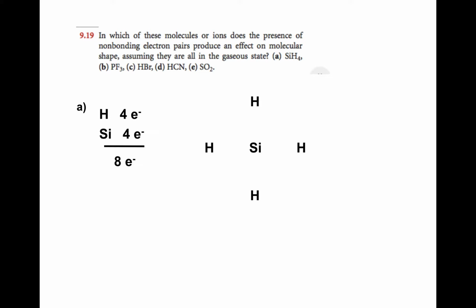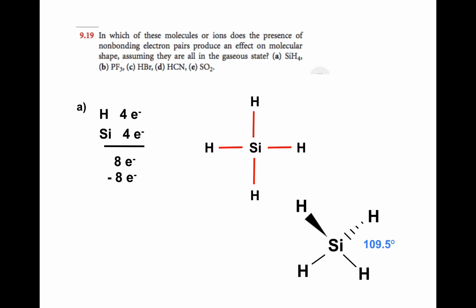It all starts with drawing a good Lewis dot structure, right? So I have 8 electrons to play with. I bond everything together, so 4 bonded pairs around the central atom. The best way for them to get as far away from each other as possible is to pucker out into a tetrahedral arrangement, 109.5. So we have no non-bonding electrons here to affect the shape.